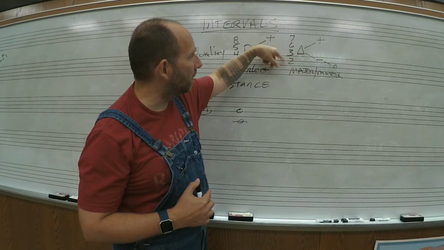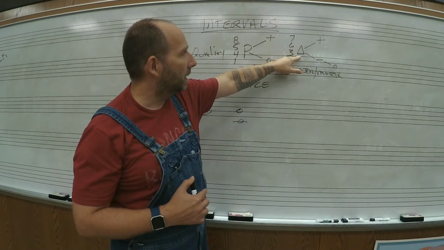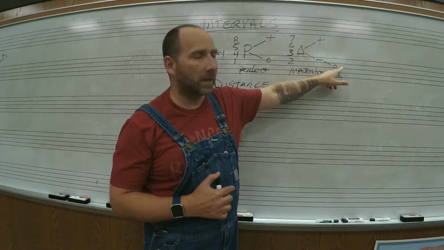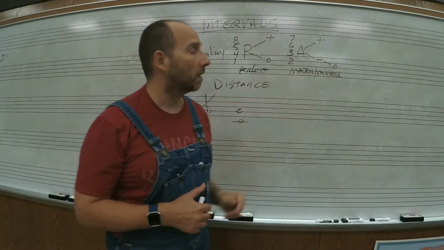And if you have one of these numbers, a third, a sixth, a seventh, or a second, say a seventh, then it's major seventh, minor seventh, diminished seventh, when you make the major one smaller once and smaller twice.